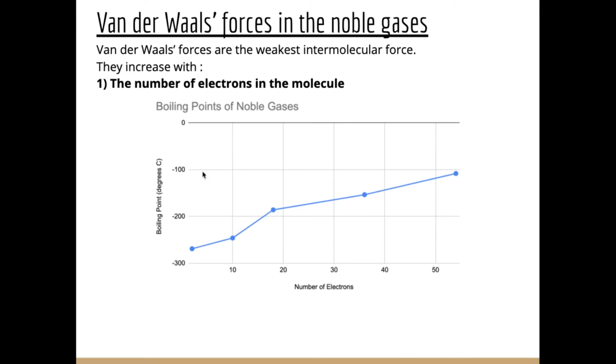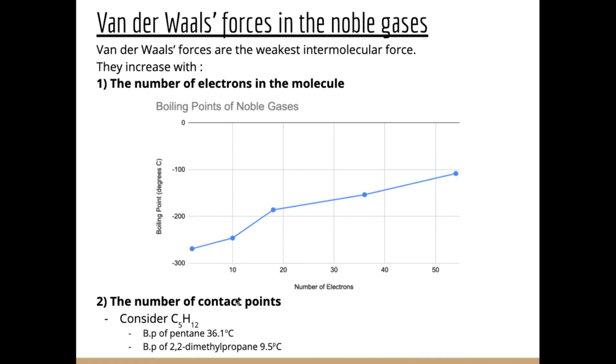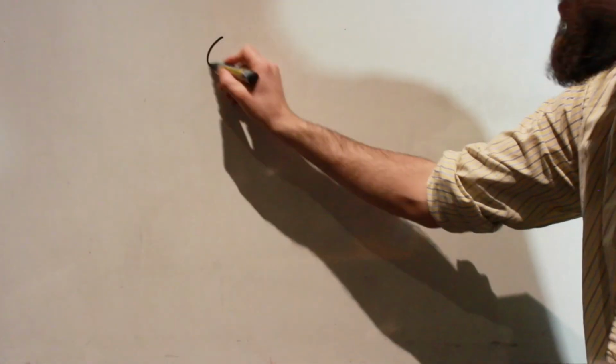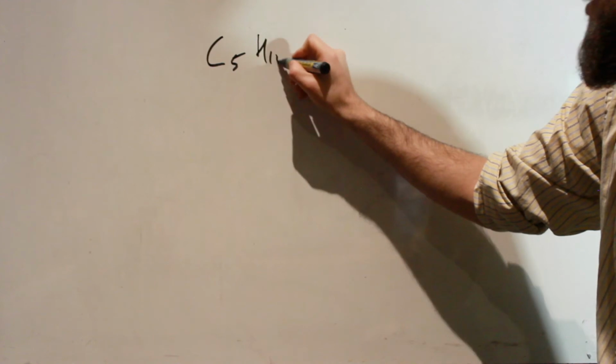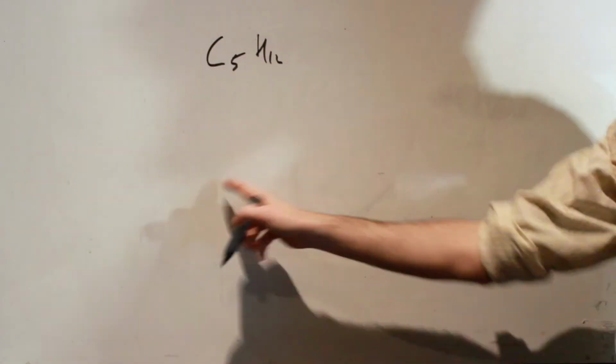They also increase with the number of contact points. So we can consider a molecule, C5H12. There exist isomers of this molecule. This term isomer we're going to look at long down the track, but just for now, if I draw two different molecules that have the same amount of electrons, so they've got 5 carbon atoms and 12 hydrogen atoms, we have the same amount of electrons in both of these species that I'm going to draw.